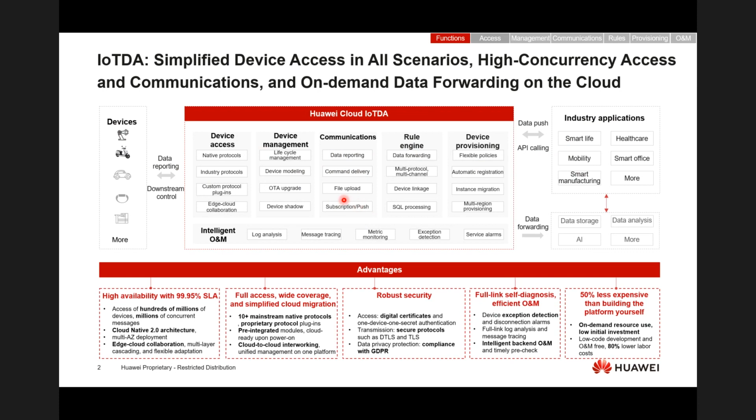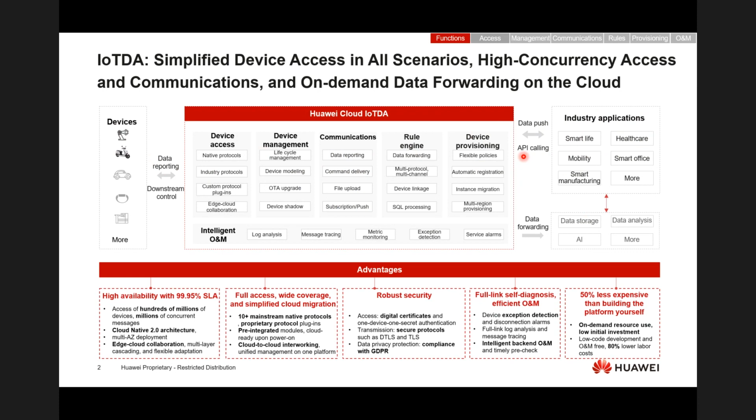Basically, this is a very important feature in IoTDA because applications want all the data from the devices. Maybe you want to know the status of your devices, or the messages your devices report, things like that. So that means subscription and push. You can call the API or just set up the configuration within IoTDA, so that the application can get all the data from the devices.